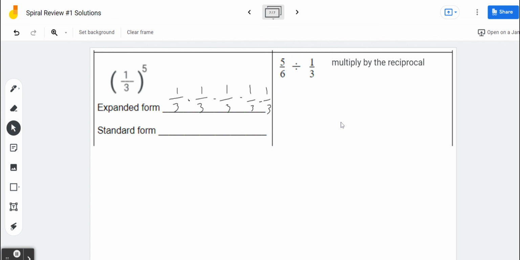All right, and that is the entire spiral review. If you have any questions or have any difficulties with anything I skipped, feel free to email me directly, stop by in the morning, whatever you got to do to get that help. Remember, this is due tomorrow. There should be no reason why it's not done and turned in tomorrow.